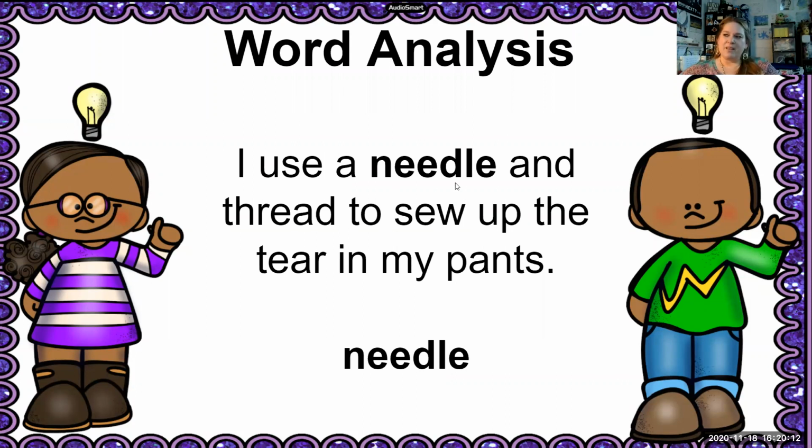That doesn't work. All right, so now we're going to change the first sound, the n, to p. So now our new word is oodle. Oodle. What is the new word? It is poodle. Good. What is a poodle, guys? It is a breed of dog. Good. So let's put the word poodle into our sentence. I use a poodle and thread to sew up the tear in my pants. Does that make sense? Not at all.